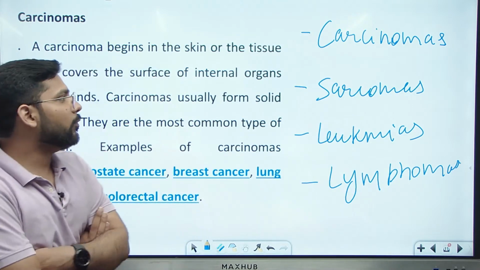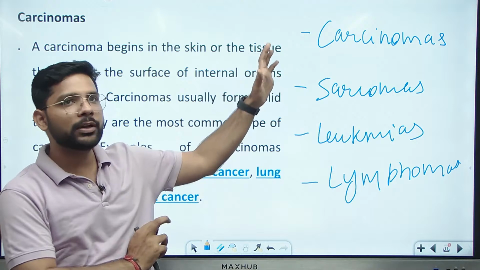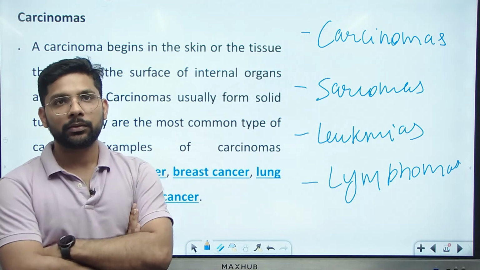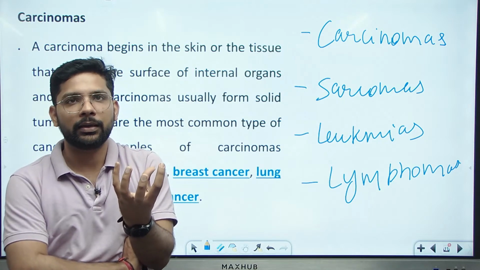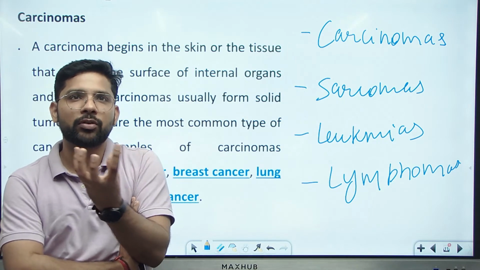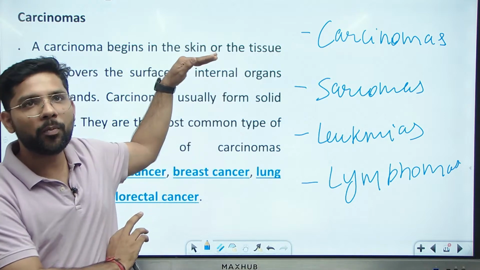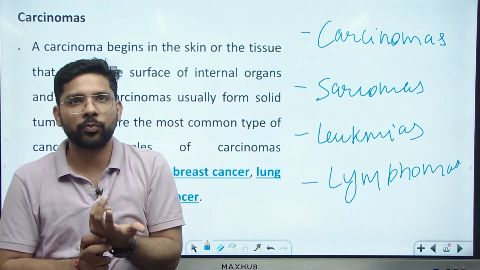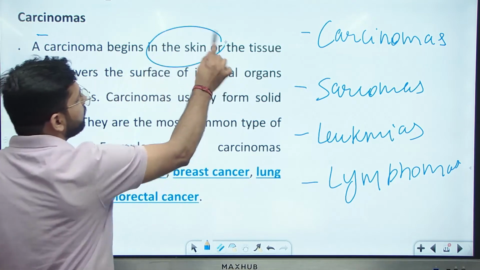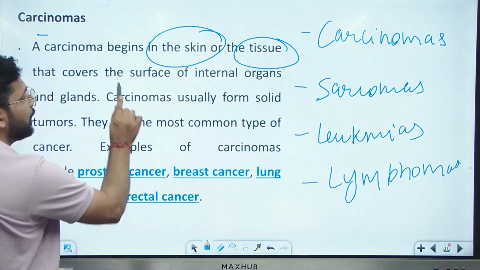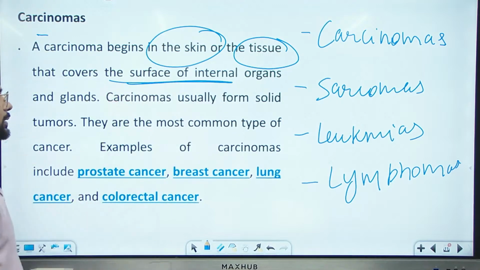These types of cancer are divided according to their presence in the human body, that is, which part of the human body they specifically impact. If they impact your breast or your lungs, that is known as carcinoma. That's a major kind of cancer in humans. Carcinomas affect the skin and the tissue that covers the surface of the internal organs.